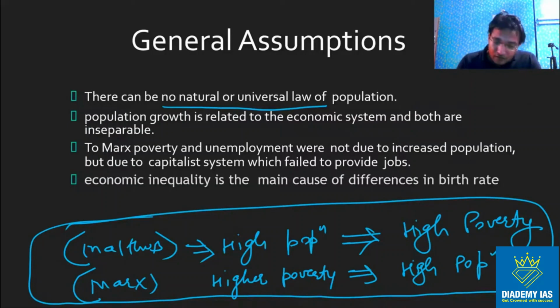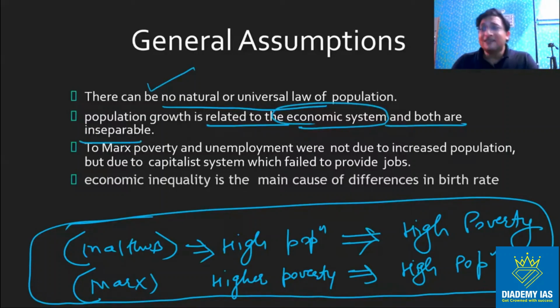So you can see Marx said there is no universal or natural law of population. Population growth is related to economic system and both are inseparable. तो मार्क्स ने बोल दिया कि भाई सारी गलती कैपिटलिस्ट की है, ठीक है, और किसी की कोई गलती नहीं है, ठीक है. तो इंडिया में जैसे हम देखते हैं, जो एंटी बीजेपी हैं वो बोलते हैं कि सारी गलती हिंदुओं की है, सारी गलती बीजेपी की है, सारी गलती आरएसएस की है. जो आरएसएस वाले हैं वो बोलते हैं कि सारी गलती कांग्रेस की है, सारी गलती लिबरल्स की है, ठीक है. तो दोनों एक दूसरे को एलिगेशन लगाने में लगे हुए हैं.